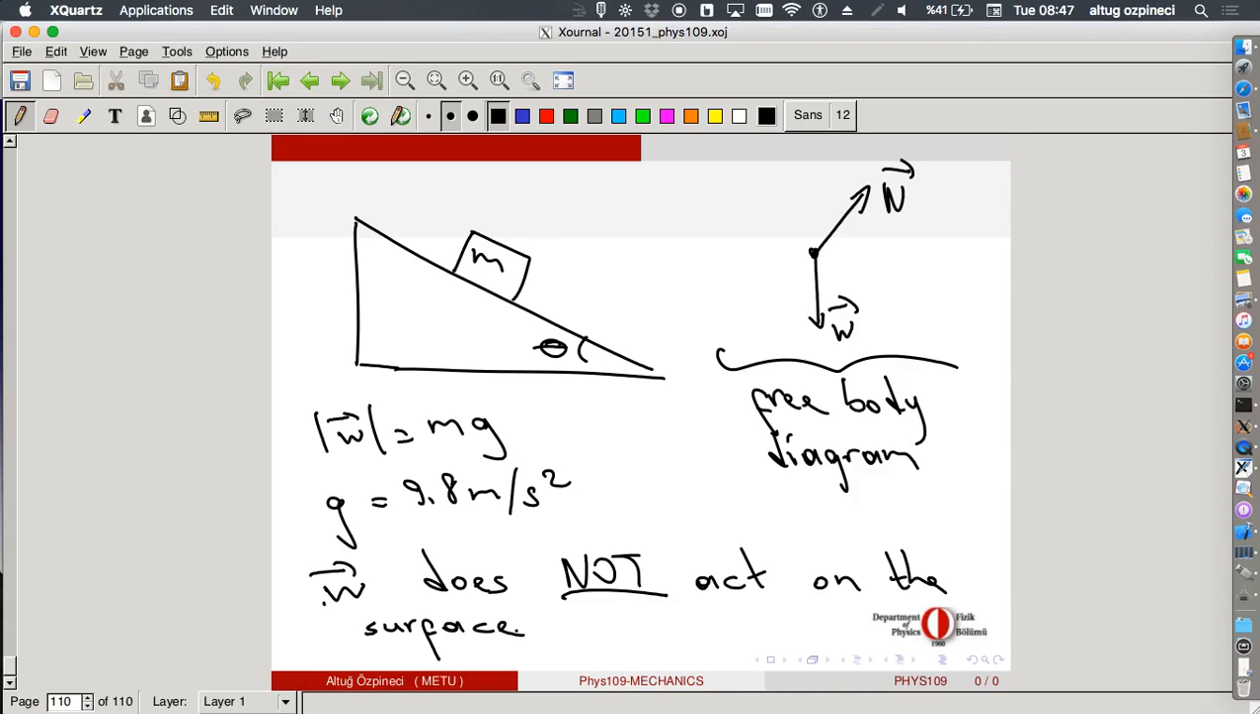Now, any questions on this part? Or any questions in general about the things that we have been doing? Yes. Okay. Perpendicular component of weight, okay.